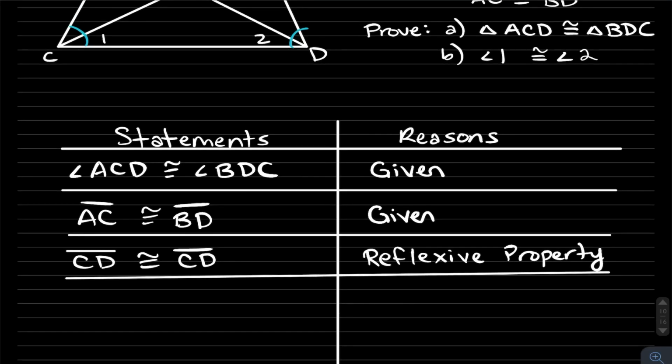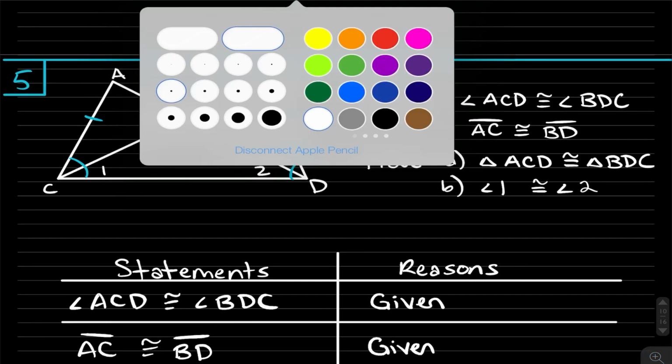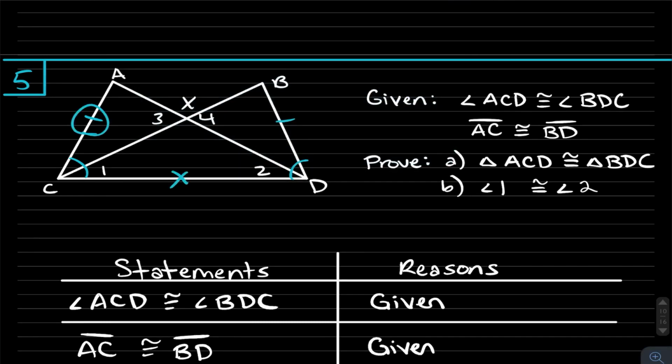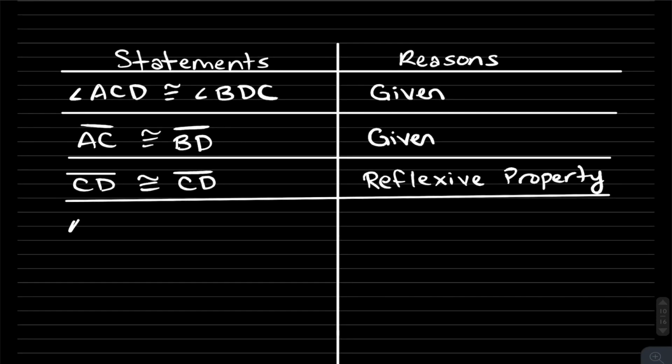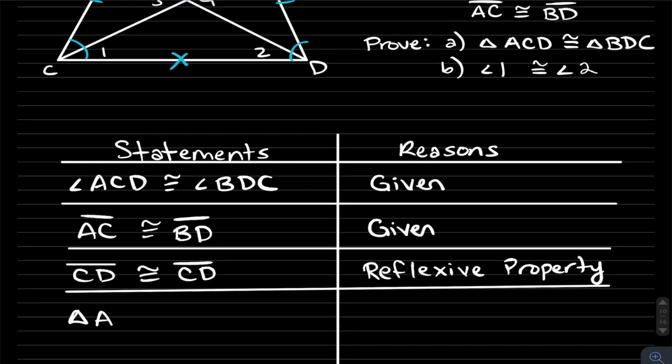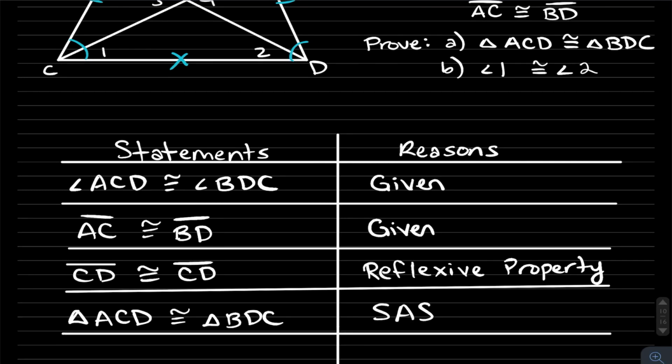And so now look, what have we just formed? We have side, angle, side, side, angle, side. And so we can say that these two triangles are congruent. Triangle ACD is congruent to triangle BDC by side, angle, side. Awesome. Okay, and so now we have the first piece proved.